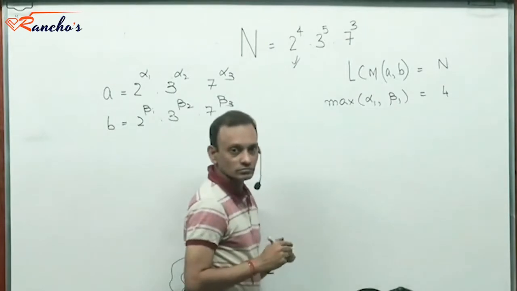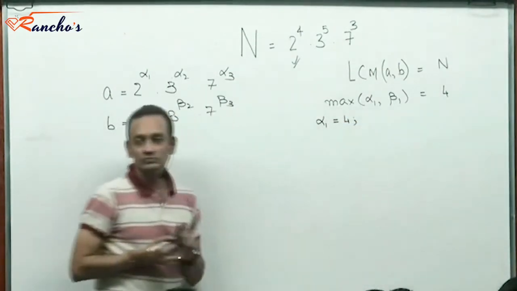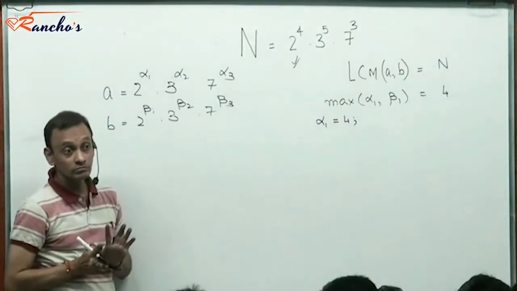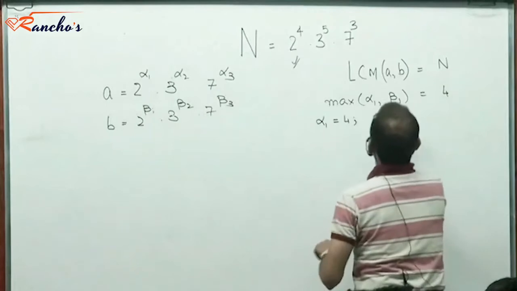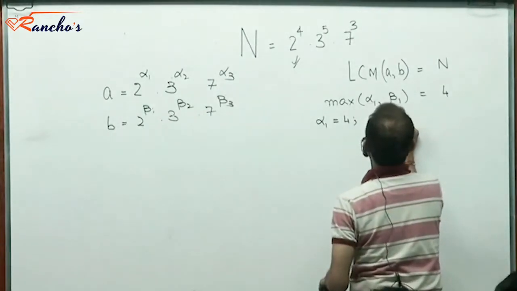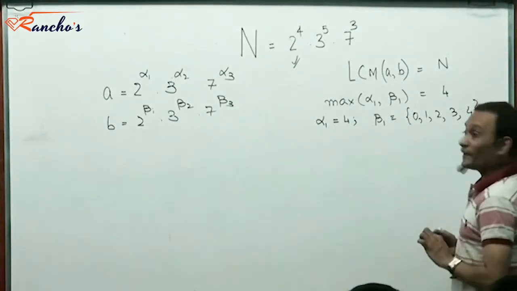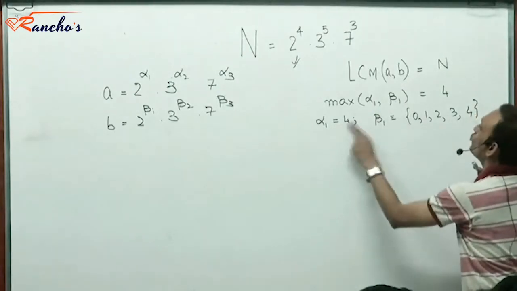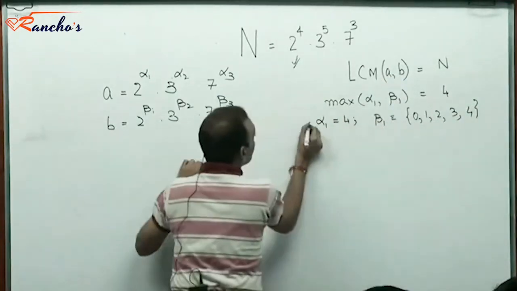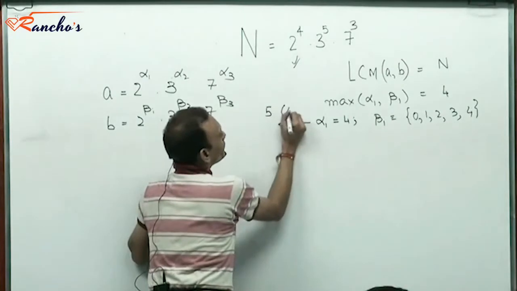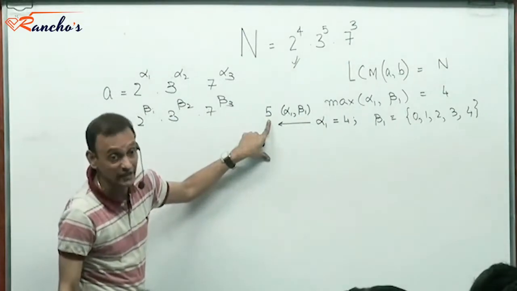Now, realize that suppose alpha 1 is 4. One of them has to be 4. It could be alpha 1 or beta 1 or both. Suppose alpha 1 is 4. Then what are the values that beta 1 could assume? 0 to 4. That means how many sets of alpha 1, beta 1? 4,0; 4,1; 4,2; 4,3; 4,4. 5 sets. So when alpha 1 is 4, then 5 pairs of alpha 1, beta 1 could be selected. Right?